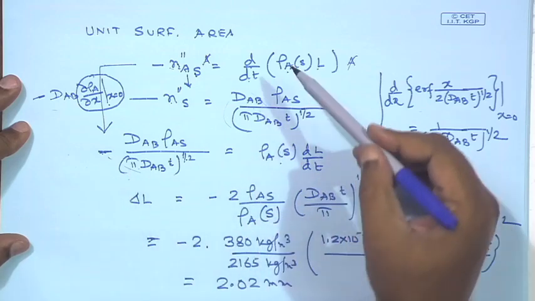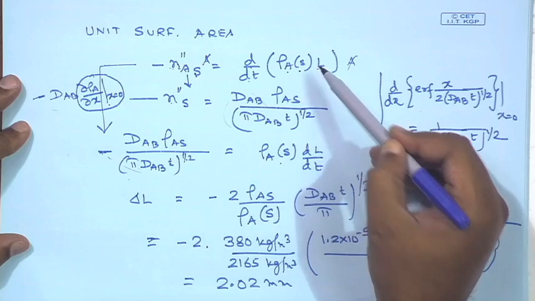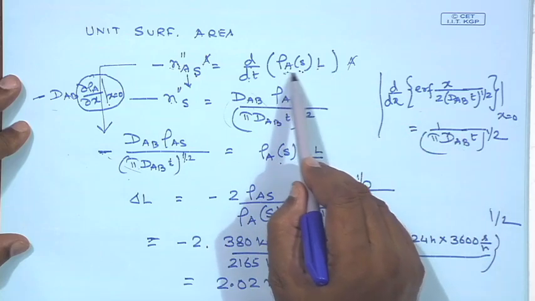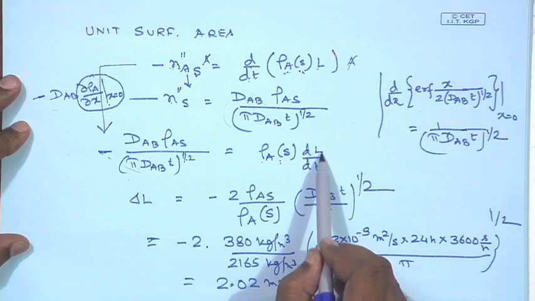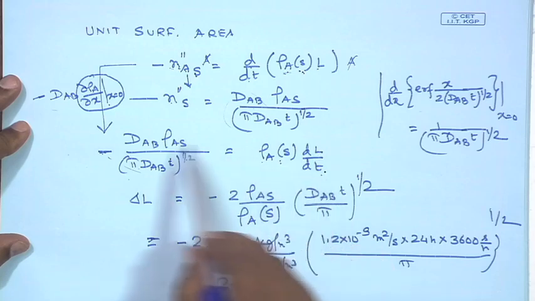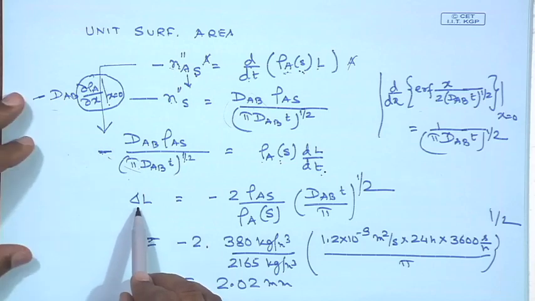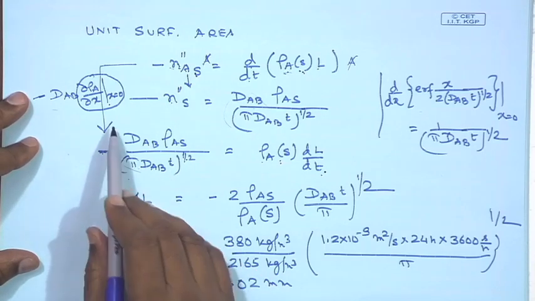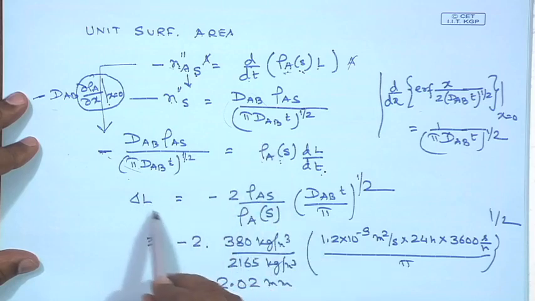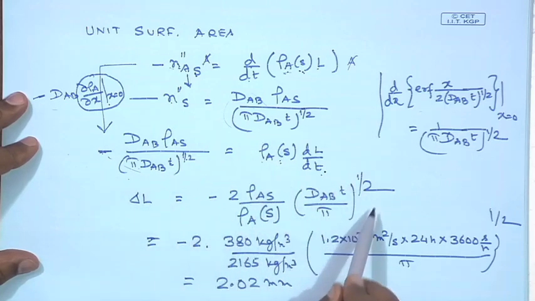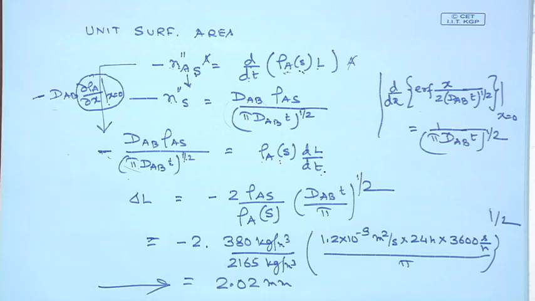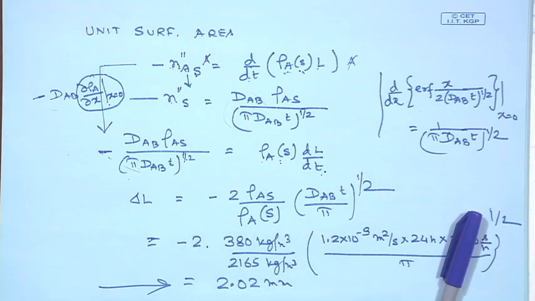And in this differentiation, since rho A s is a constant, it comes outside. So, it is dL/dt, and then you integrate it once, from 0 to t and from 0 to L. This is the expression which you would get, and when you plug in the numbers, you would see that the thickness of the slab decreases by about 2 millimeters over a 24-hour period.